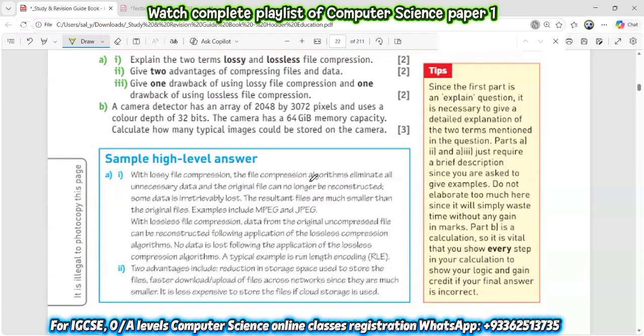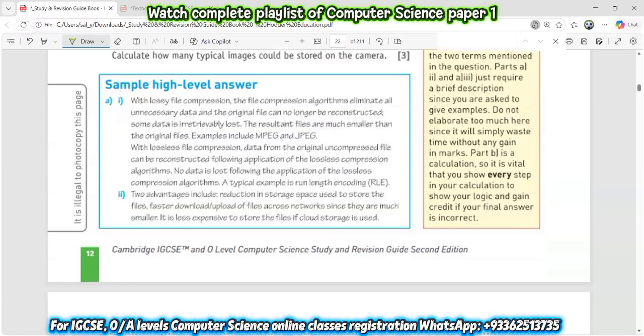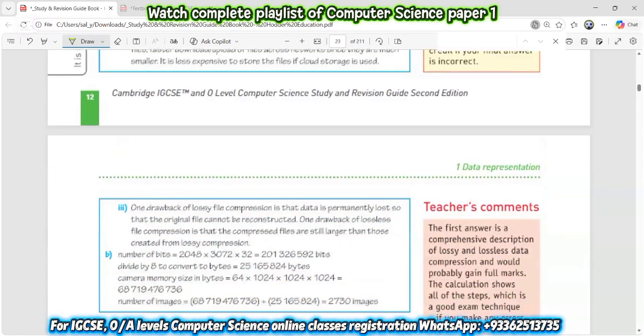Do it, practice it, and then come back with any questions if you have, like drawback of using lossy compression, drawback of using lossless compression. And again, the same, a camera detector is an area of this one. So how to attempt these questions, you can do them, practice them, and inshallah, it will be all okay. Although this child has done it, I'll not recommend you to do it this way. I'll not go for the multiplication process at all, because it may result in a wrong answer.